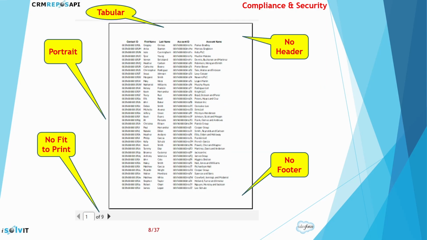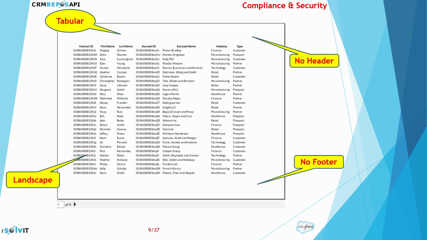A print preview allows you to see exactly how the report will appear when printed, including alignment, page breaks, header and footer placement, and overall layout. The exported report has no header, no footer, and is not optimized for printing. In portrait, it is split into multiple pages. In landscape, it's split into multiple pages too.